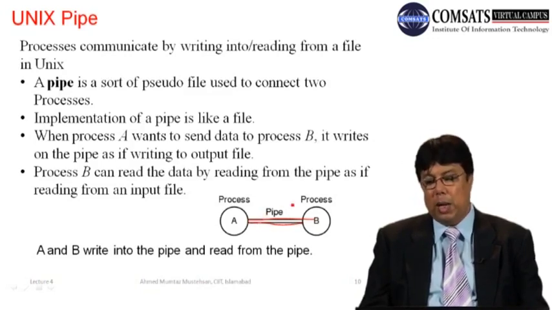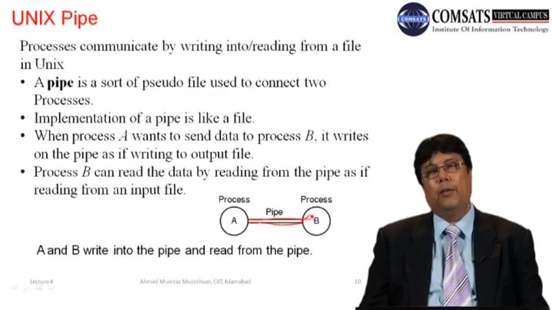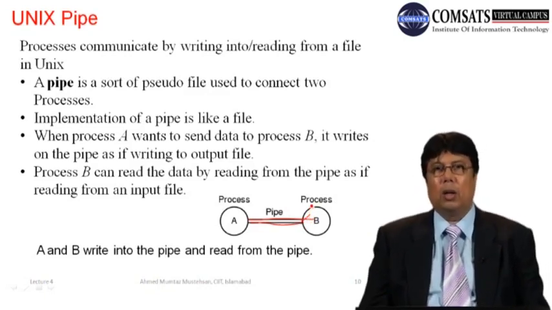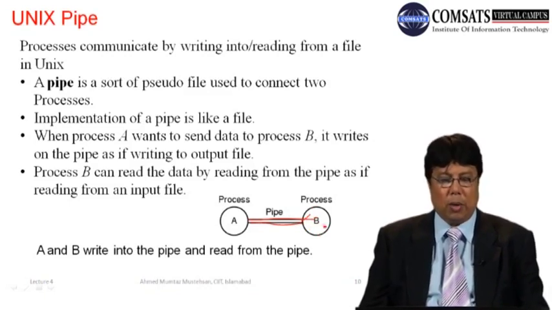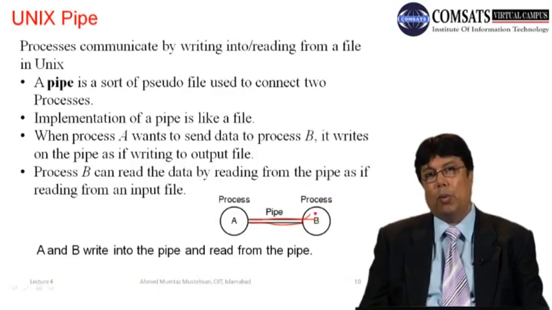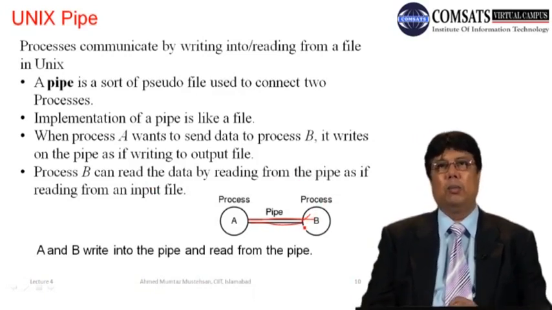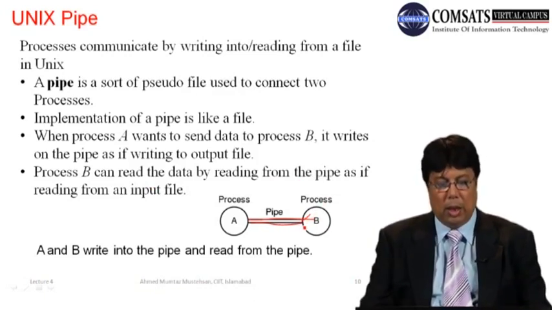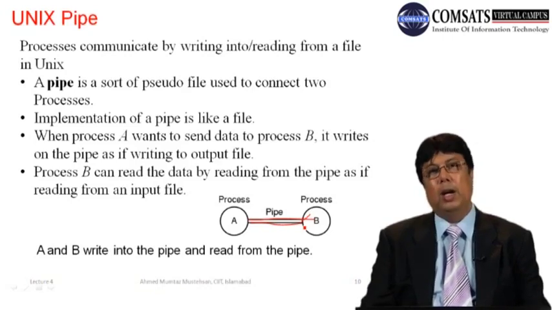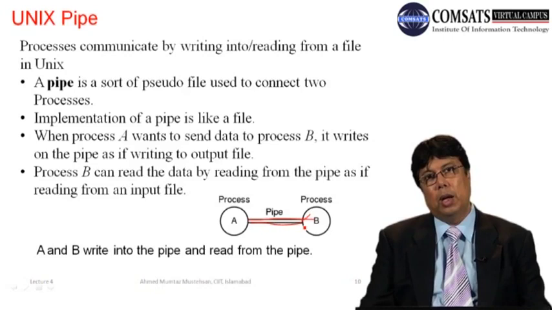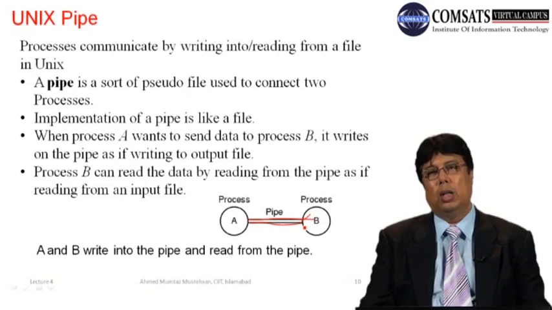And process B, if it wants to read the data or get the message or details from process A, can read the data by reading from the file. So process B will start reading from the pipe as if it is reading from the input file. So A and B write into the pipe and read from it, and the pipe works just like I/O of files.